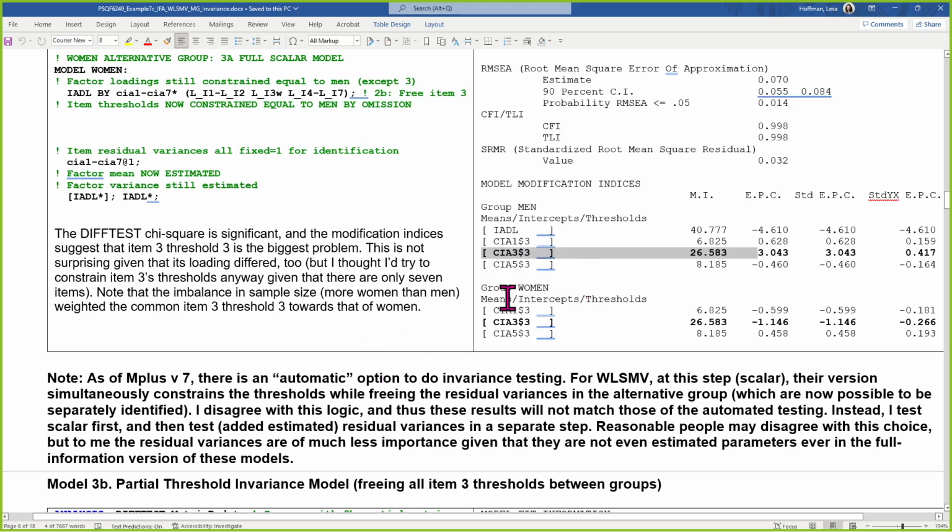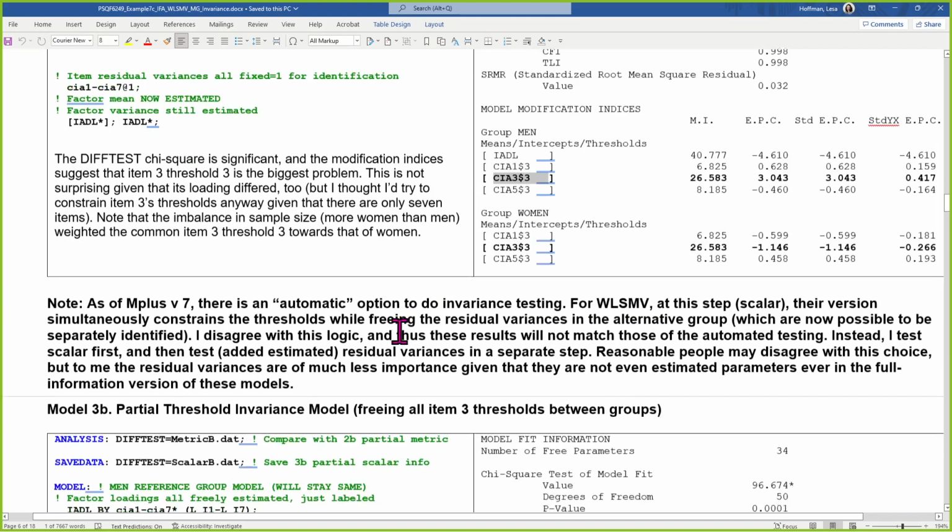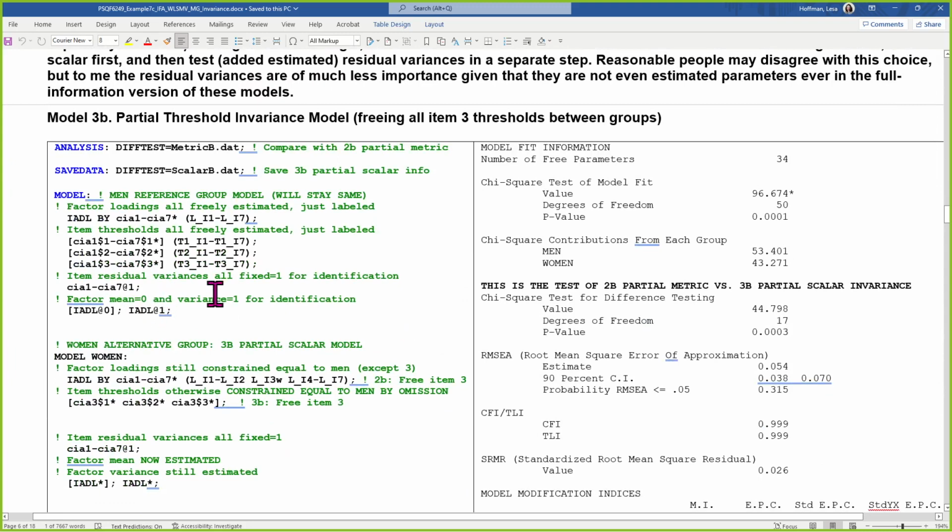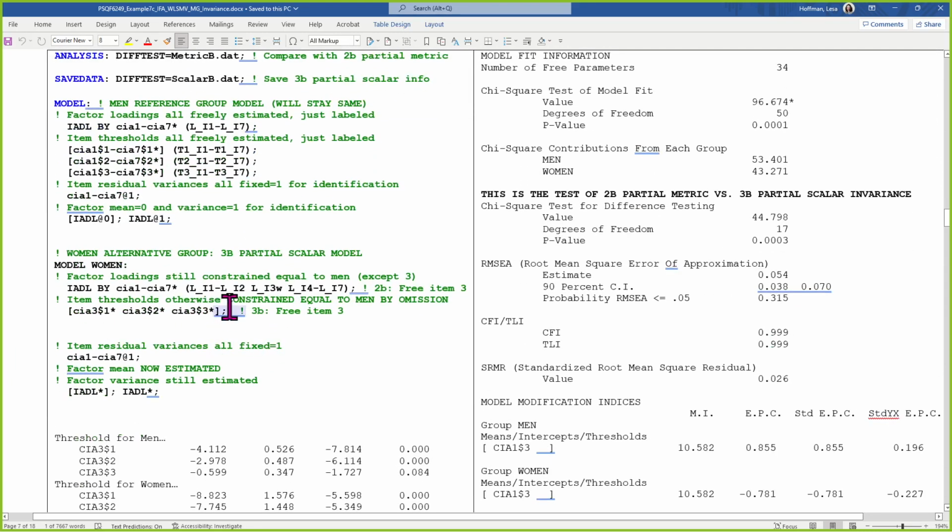And because I already knew this was going to happen, I went ahead and freed all of the thresholds for item 3, not just the third one, but all of them, because it had already failed metric invariance. So then I list just those 3 thresholds in the code, which makes them different. Factor mean, by the way, is now estimated at this stage. Diff test says, nope, still significant.